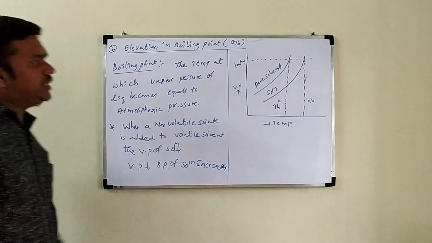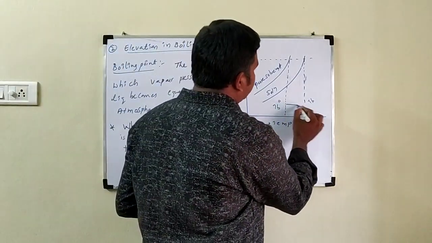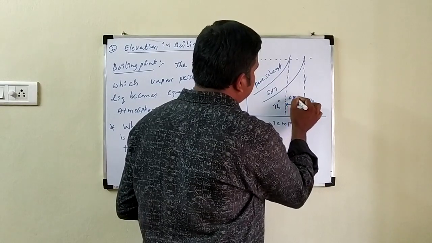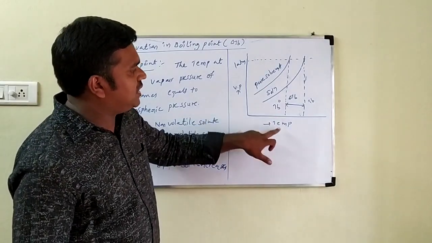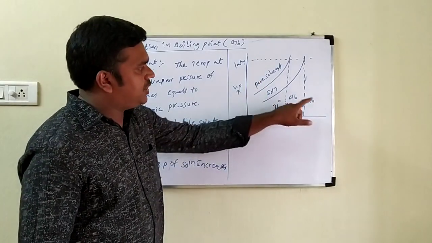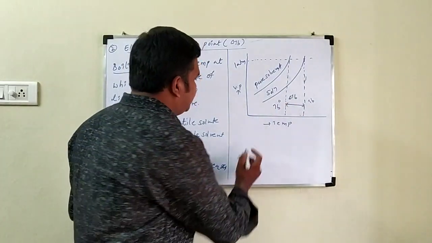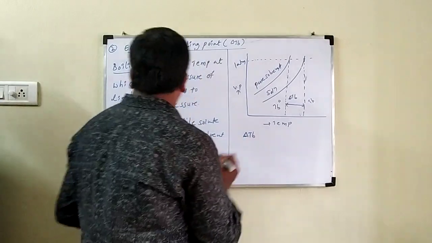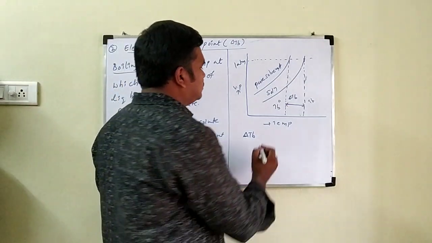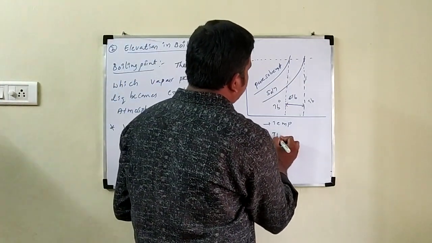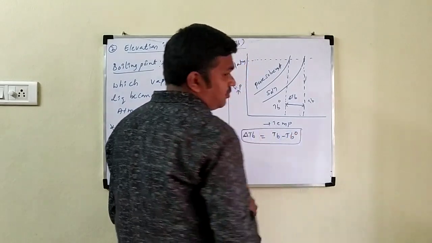Okay. Now we can see TB is there, TB naught is there. We want to take the difference. What is the difference here? The difference is delta TB only. Understood all of you? So TB naught is the boiling point of the pure solvent. TB is the boiling point of the solution. The difference I wrote here, delta TB. Delta TB is equal to TB minus TB naught.